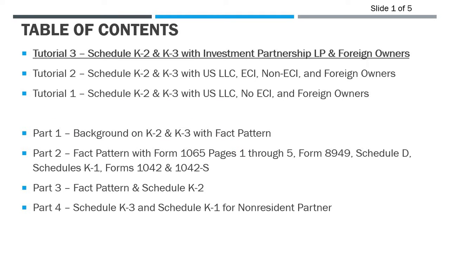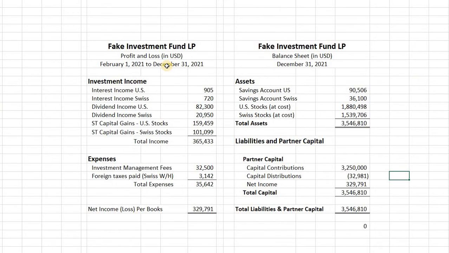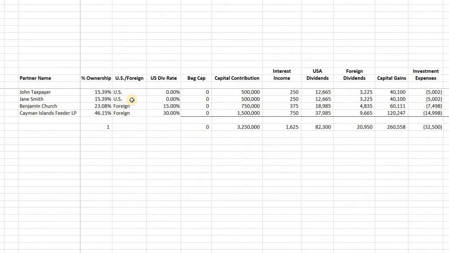So what I've got in front of us, similar to the other videos, is a slide deck, and we also have a set of financial statements here. Let me start with the financial statements. So we've got the profit and loss and balance sheet for the fund. So this is what the balance sheet looks like at year end, the different types of income and expense, and then the cap roll forward.